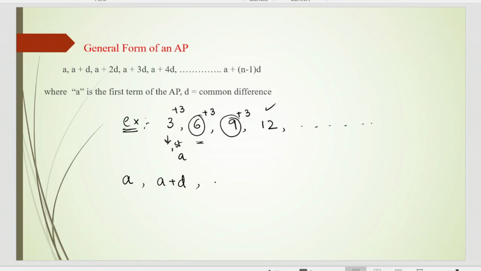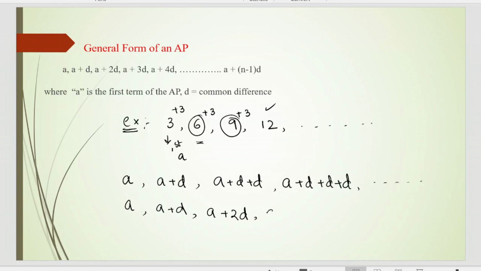So how do you get the third term? You're adding common difference to the second term, you're getting the third term, right? In the same way, you're adding common difference to the third term, you're getting the fourth term. So if we see this, A plus D, and here how many D's we have? A plus 2D. Here we have 3D. So this is A plus 3D and so on. And the nth term will be A plus (n minus 1) D.